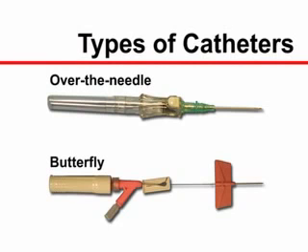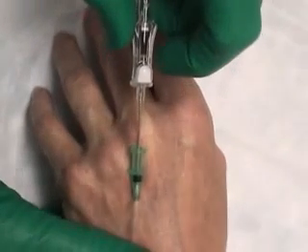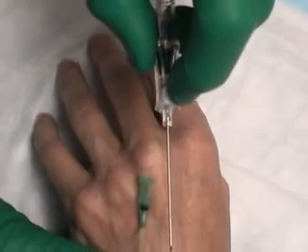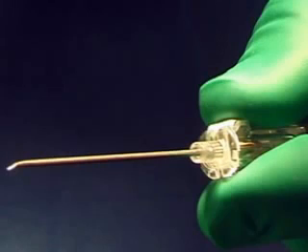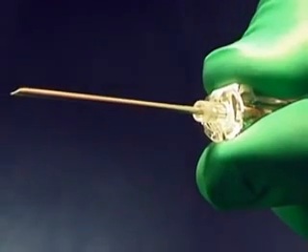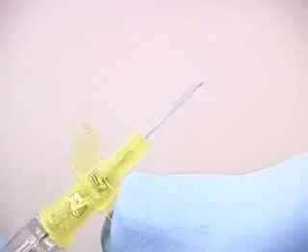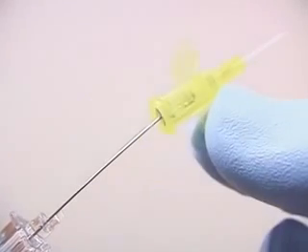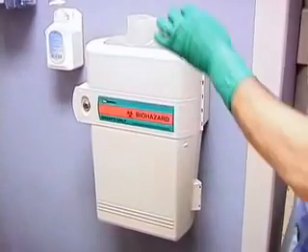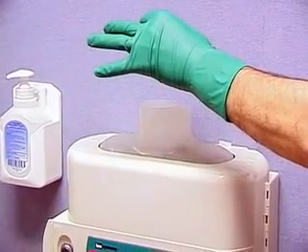The butterfly catheter comes with attached tubing, whereas the over-the-needle catheter does not. For both catheters, the steel inner needle is removed, leaving only the plastic cannula in the vein. Different safety mechanisms have been developed to minimize the possibility of inadvertent needle sticks. Some catheters are equipped with a spring-activated retractable needle. Others have a protective clip that covers the needle as it is withdrawn from the plastic cannula. Needles should always be discarded appropriately in a sharps container.